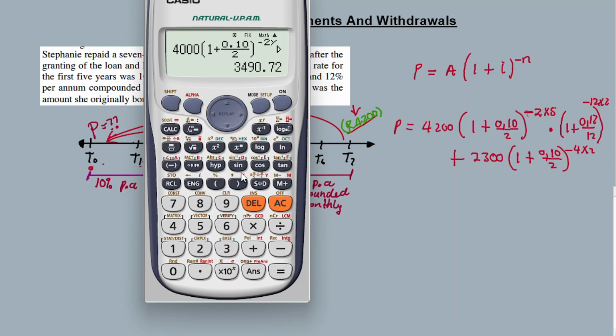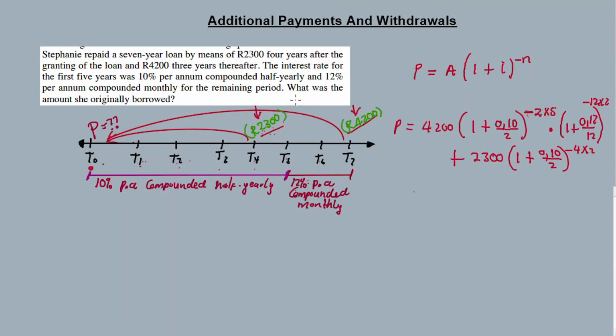Let me make sure I did not lose anything. We calculated the 4,200 before, so I would know if I missed something. Okay, 3,500. So the answer is 3,587.42. So our lesson is finished, but pay attention.